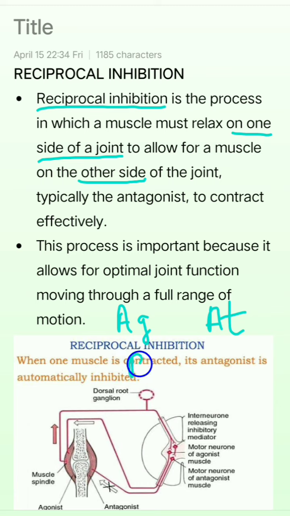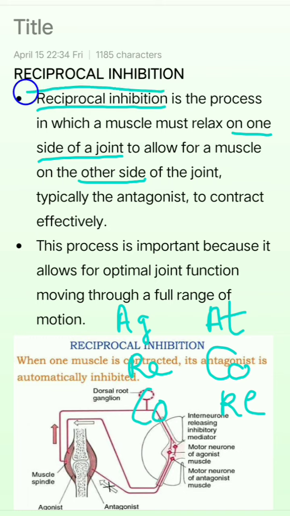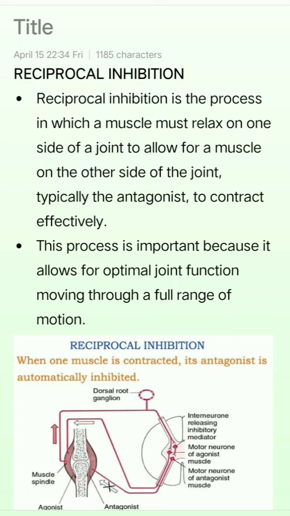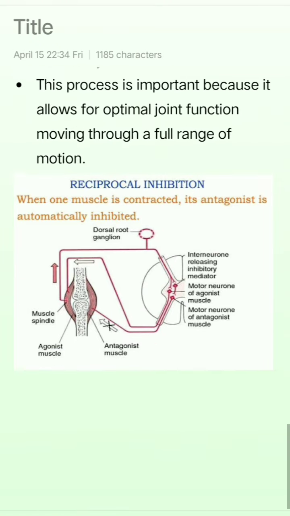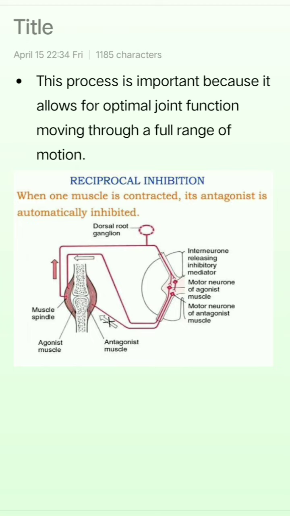Whenever the agonist relaxes, the antagonist must contract. Whenever the agonist contracts, the antagonist must relax. This is the whole point of it, and it is caused by reciprocal inhibition. This process is important because it allows for optimal joint function moving through a full range of motion. For this, we will take one example before going to the image. We will look at the elbow joint.